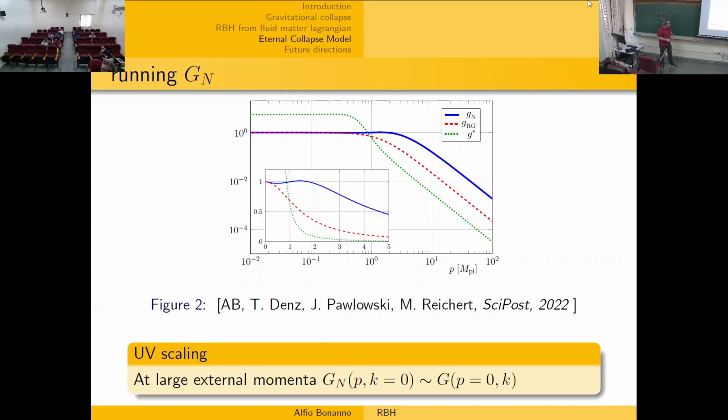So that means that you can either describe the system, the running of G, at k equals 0 and make P running, which is the external momentum, or vice versa, you can describe G at P equals 0 as a function of K. So you take a beta function that you have computed from your system and see how it behaves as a function of the running cutoff. This is a very physical interpretation. At very high energy, you can say that K behaves as the external momentum.